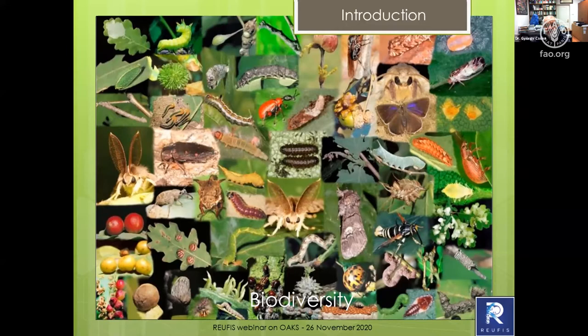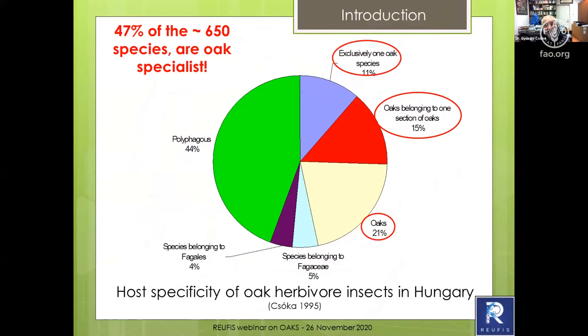On this image, you see something like 70 species of herbivore insects feeding on oaks, and this number is only 10% of the close to 650 species of oak herbivore insects feeding on our oaks in Hungary alone. The number in the whole of Europe would be something like 800, and if you widen the scope to North Africa and Central Asia, this number could be even close to 1,000. I'm just talking about herbivore insects, meaning insects feeding on living tissues of oaks. Another very important fact is that almost half of these 650 species are obligately connected to oaks, so they are oak specialists.